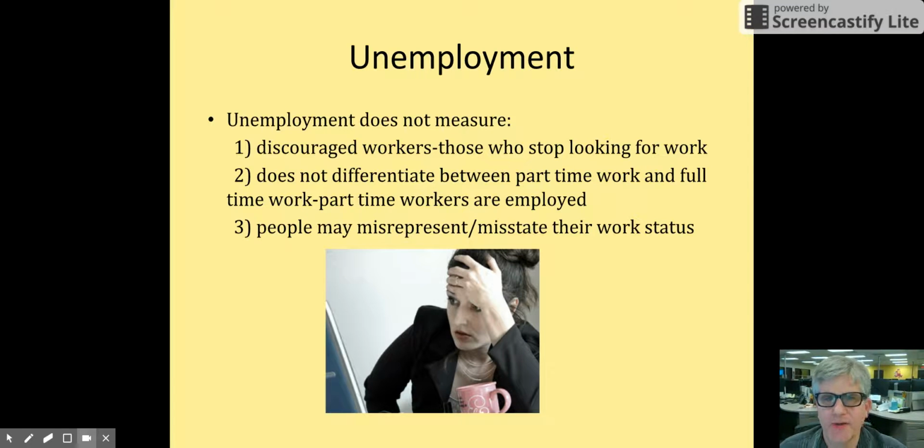Unemployment does not measure discouraged workers, those who stop looking for work. So if you've been trying to work and you just give up, you're not included in the unemployment numbers. It also does not differentiate between part-time work and full-time work. Part-time workers are considered employed.